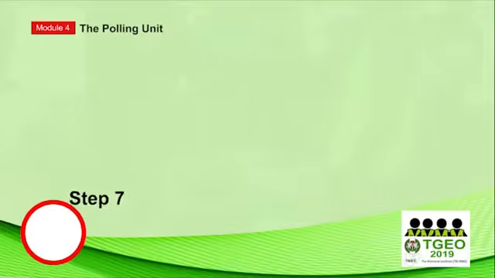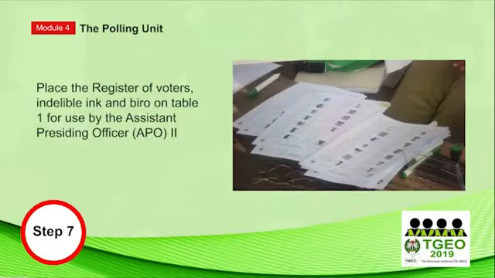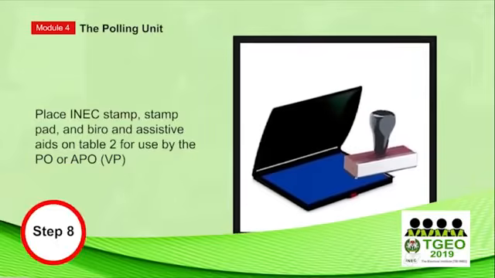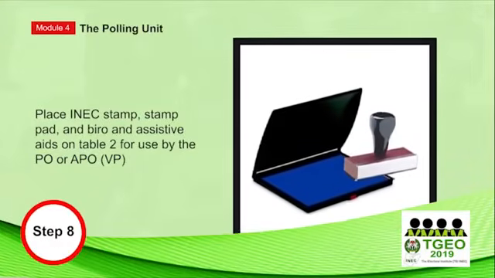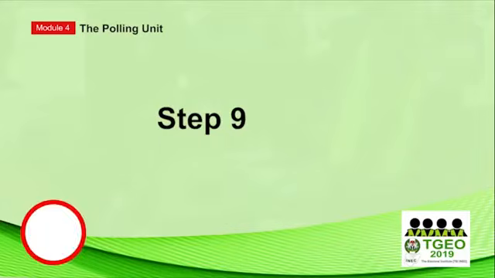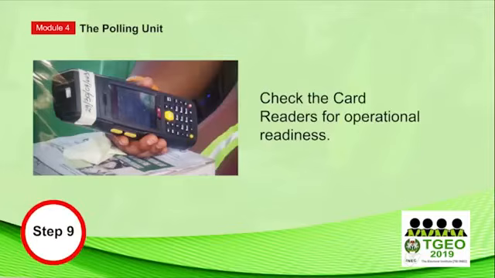Step 7. Place the register of voters, indelible ink, and biro on table 1 for use by the Assistant Presiding Officer, APO2. Step 8. Place the INEC stamp pad, biro, and assistive aids on table 2 for use by the PO or APO VP. Step 9. Check the card readers for operational readiness.